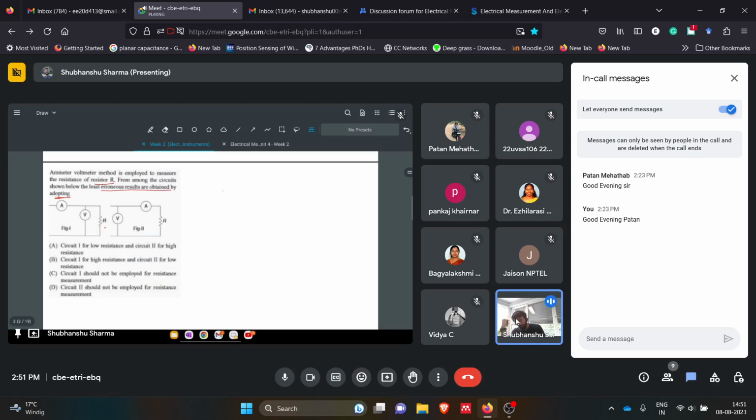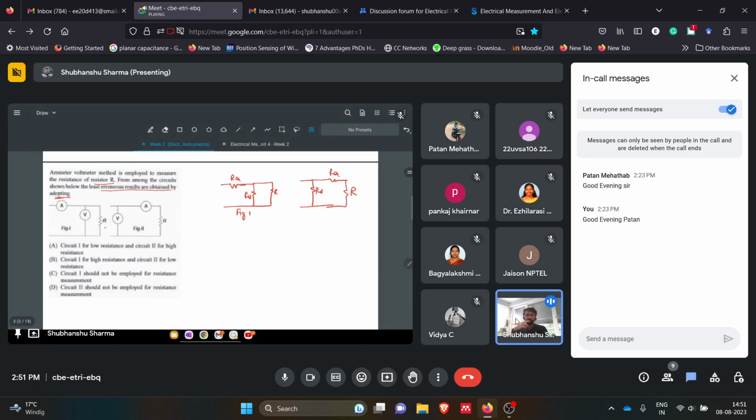So let's say we have the ammeter resistance. This is our ammeter resistance RA. If we replace the meters with their resistances, this is RV, and this is R which we are trying to measure. So this is the first configuration, figure 1. In the second configuration, we have RV in parallel with this, then we have RA, and then we have this resistance R.